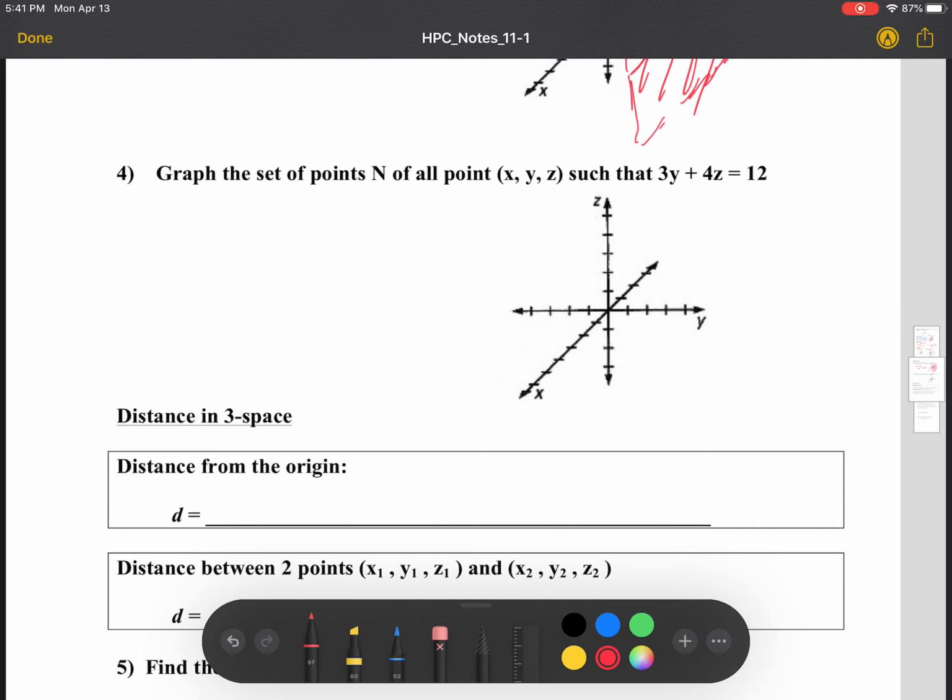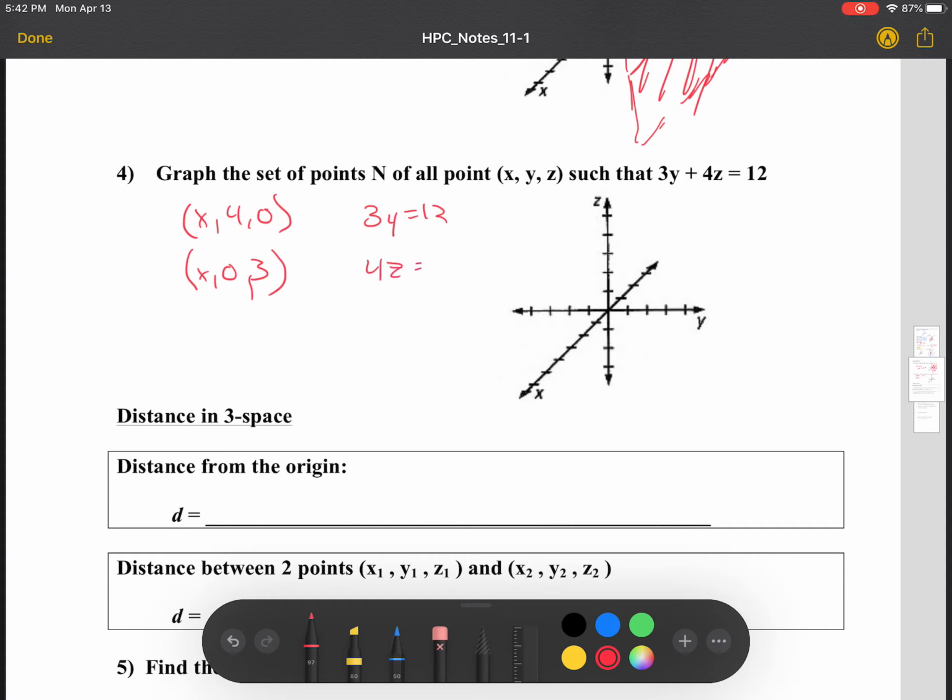All right, moving on down to 4. Graph the set of points n of all points x, y, z such that 3y plus 4z equals 12. Okay, what they're looking for here is we have to make a plane parallel to the axis. First thing we're going to do is draw out these points: x, 0, 4, and x, 3, 0. We're putting those in there because we know our zeros have to be at those points.